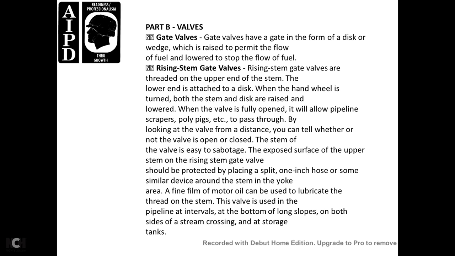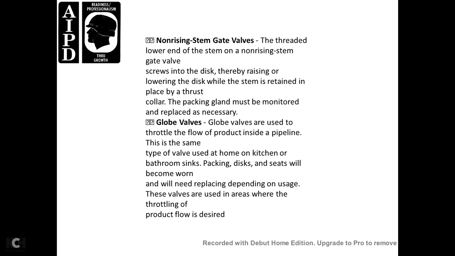The exposed surface of the upper stem of the rising stem gate valve should be protected by placing a split hose or some similar device around the stem in the yoke area. A fine film of motor oil can be used to lubricate the thread on the stem. This valve is used at pipe intervals at the bottom of long slopes on both sides of the stream crossing and in storage tanks.